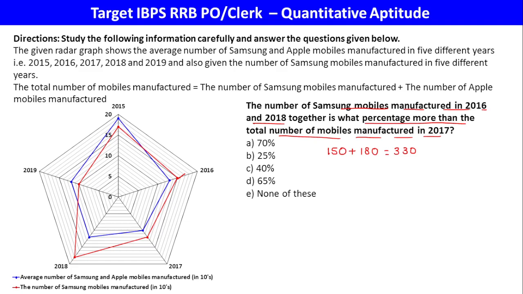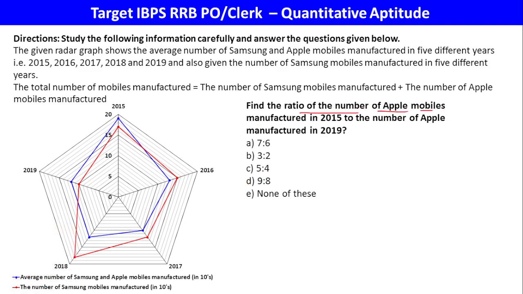Blue line is 510, 200. Right. Is what percentage more ani matladutunnaru? Difference is 130 out of 200 into 100, which is 65%. Option D is the final answer for this question. Then, correct? Yes. Next question.